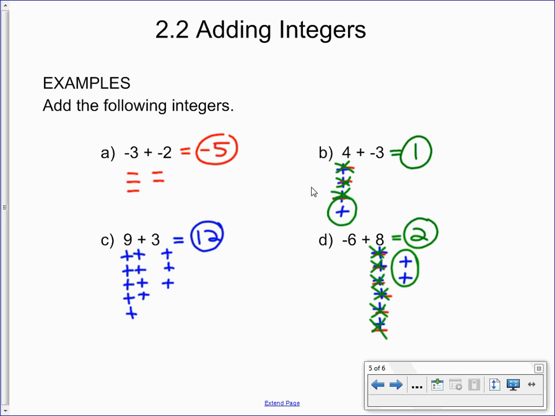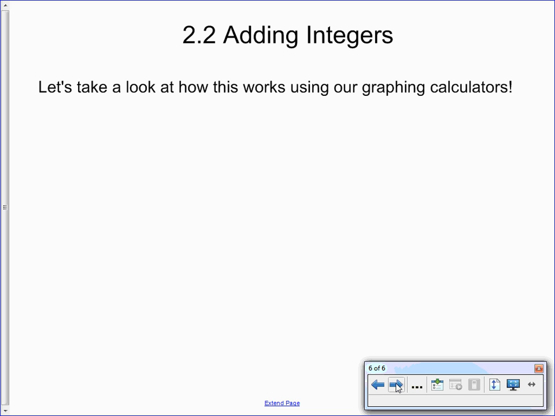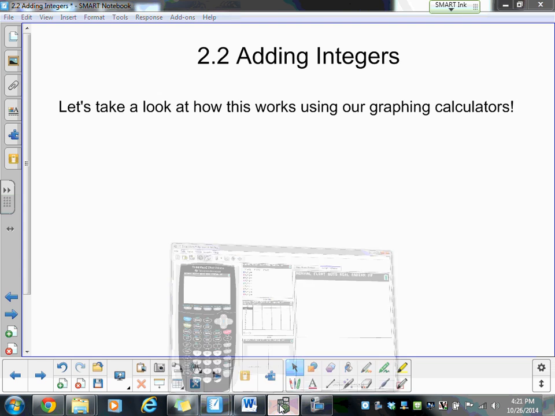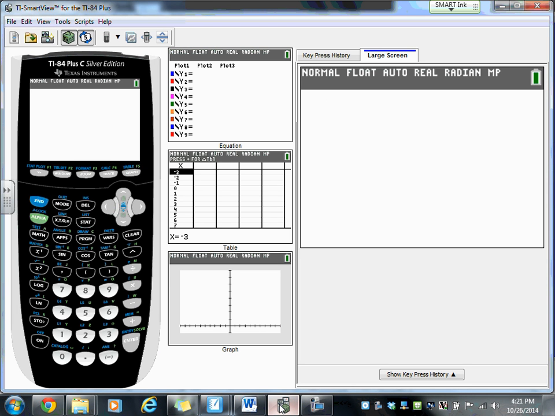I want to now take a look at how you can use your calculator to help you. Okay? So we're going to take a look at how this works. So let's say you're going to type in a negative number. If you're going to type in a negative number, you're going to use this key down here that I circled in red. Okay, that's the negative key.